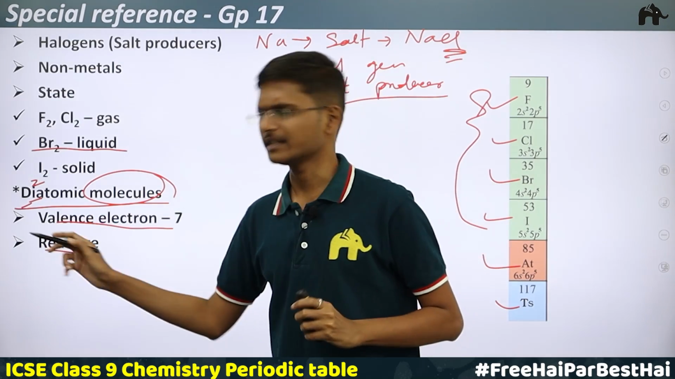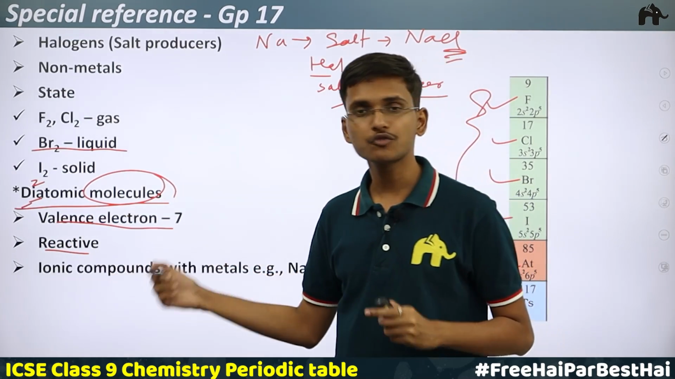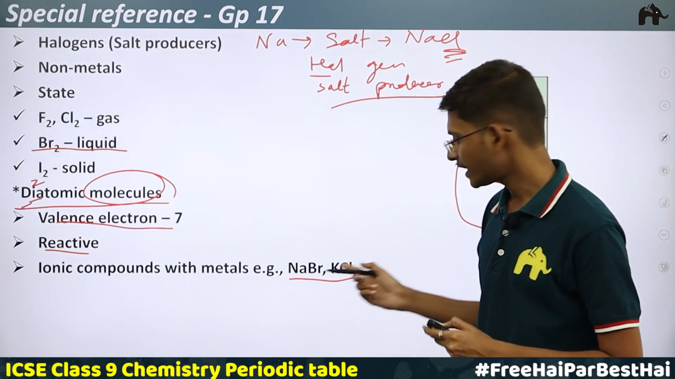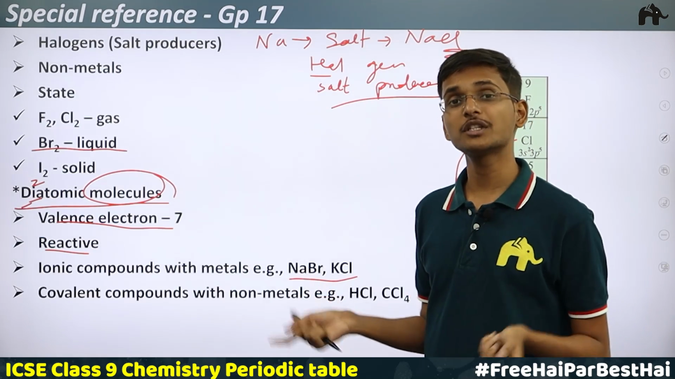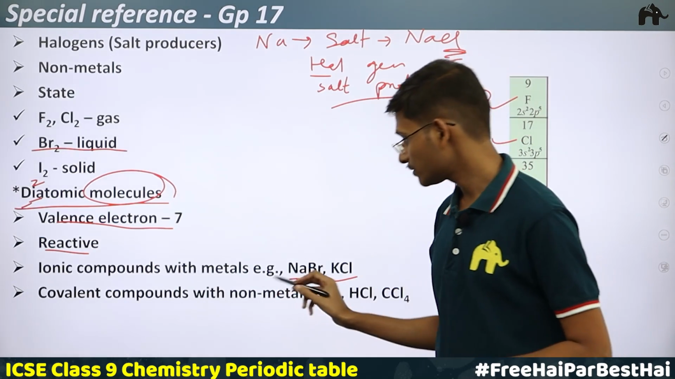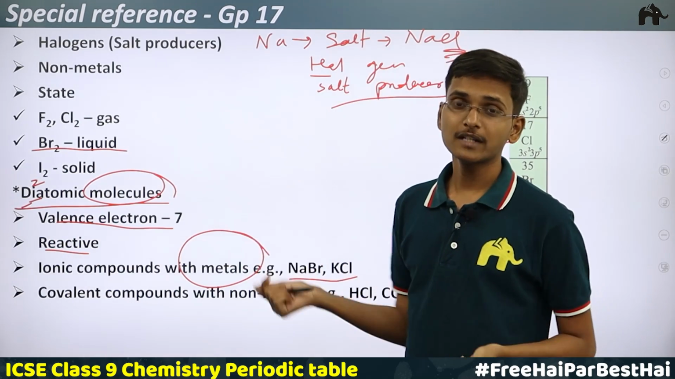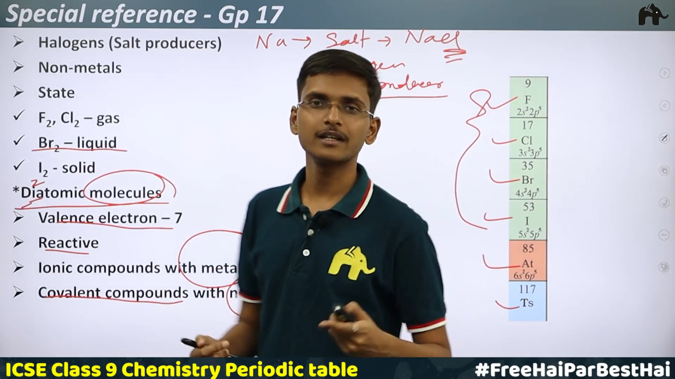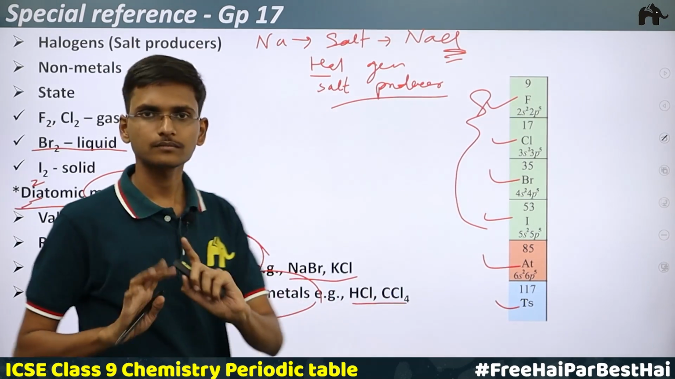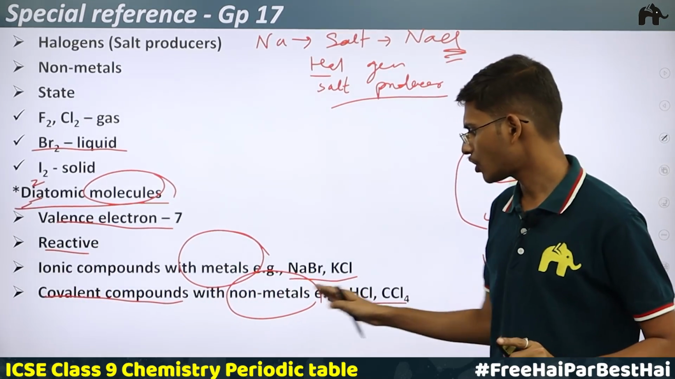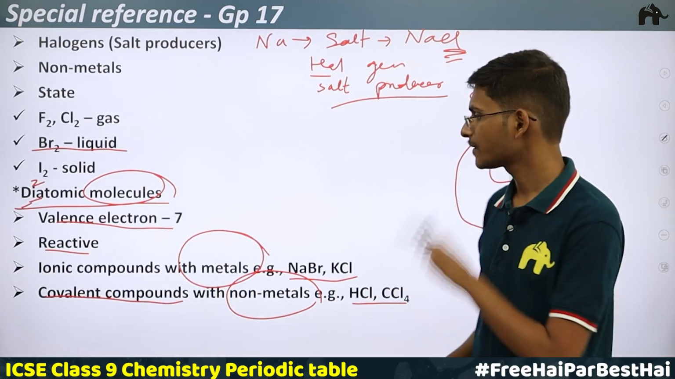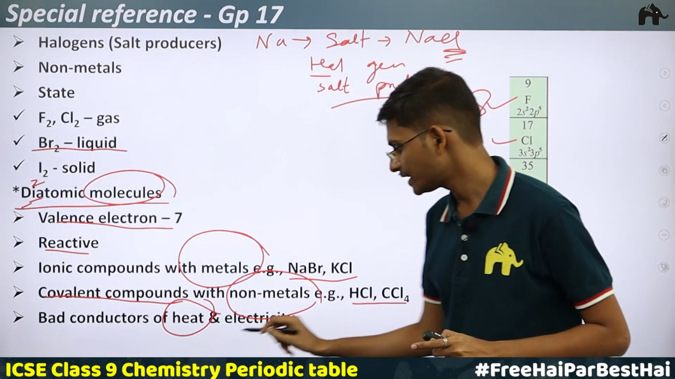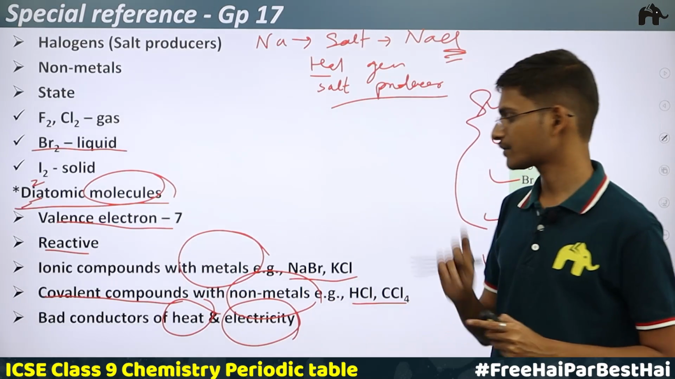Clear? And yes, they are quite reactive. They form ionic compounds with metals, for example NaCl, NaBr and KCl, and they also form covalent compounds with non-metals as well. So ionic compounds with metals, covalent compounds with other non-metals. For example HCl, carbon tetrachloride. Covalent compounds with non-metals, HCl, carbon tetrachloride and all those things. And lastly, they are bad conductors of both heat and electricity.